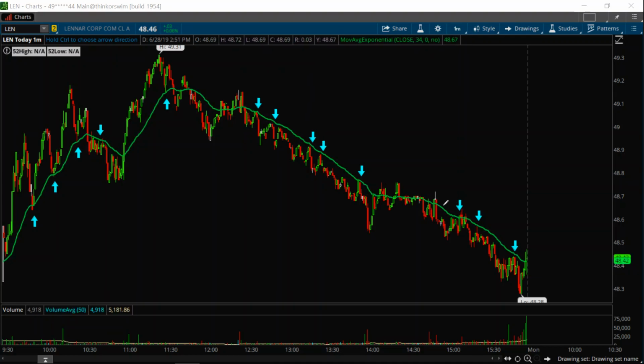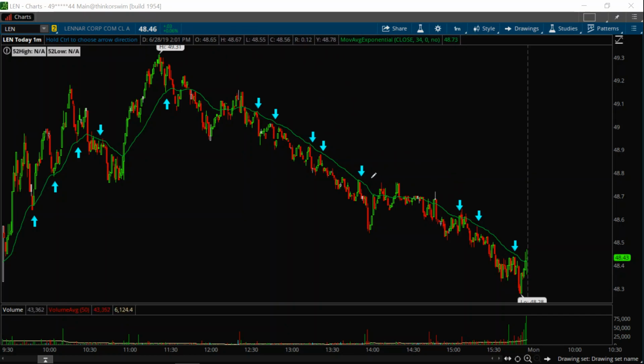Kind of consolidating around it, resistance, resistance, and resistance. So if you look from here, at this point we have the high of the day, we have a lower high, a lower high, a lower high, so we're starting to see a downtrend here. Once we get to this point here, the entire rest of the day, it's just on a steady downtrend. And every time it pops, where does it pop? Right back to this 34 exponential moving average.